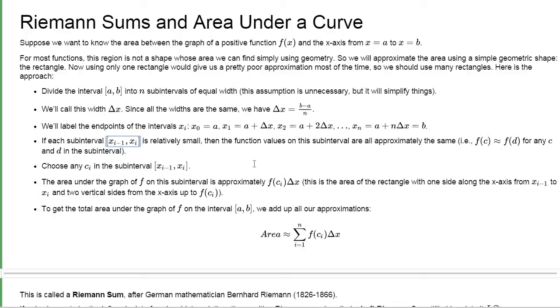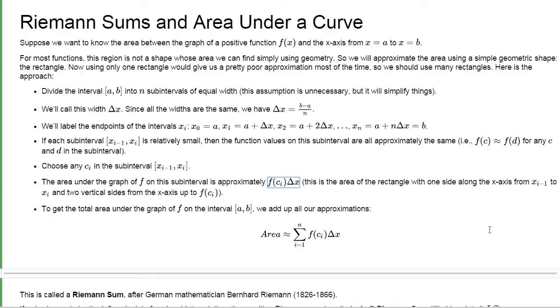If each of these subintervals is relatively small, then the values of the function on that subinterval are all about the same. So if I choose any 2 points, say c and d in the subinterval, f of c is approximately f of d. I'm going to choose any value, I'll call it c sub i, any value in this subinterval from x sub i minus 1 to x sub i. The area under the graph of f on that subinterval is approximately f of c sub i times delta x. Delta x is the width of a rectangle along the x-axis, and f of c sub i is the height of the rectangle going vertically.